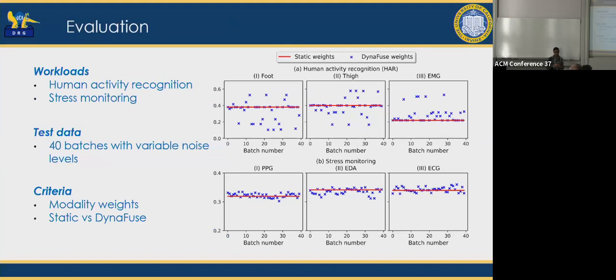To evaluate, we picked two multimodal mHealth applications: human activity recognition and stress monitoring. Both of them have at least 3 modalities, and they are collected by wearable sensors. As you see, the red line represents the state-of-the-art static modality weight assignment for 3 of the modalities. To test our approach under noisy conditions, we generated 40 batches of test data samples, and each of these batches has a variable noise that is injected across all the modalities in a random fashion. The static weight is just the straight line, whereas the scattered weight assignment shows DynaFuse's efficacy here.